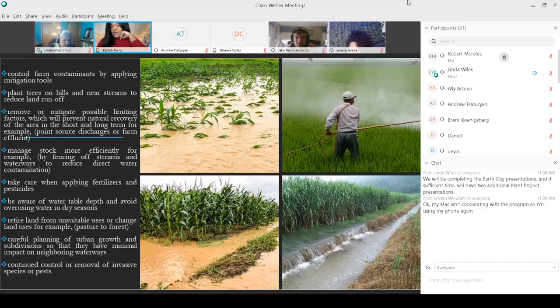Be aware of water table depth and avoid overusing water in dry seasons. Retire land from unsuitable uses or change land uses, for example, pasture to forest. And careful planning of urban growth and subdivision so that they can have a minimal impact on neighboring waterways, and continue control or removal of invasive species or pests. Those are pictures on the side of different farms, a guy spraying pesticides over their crops.